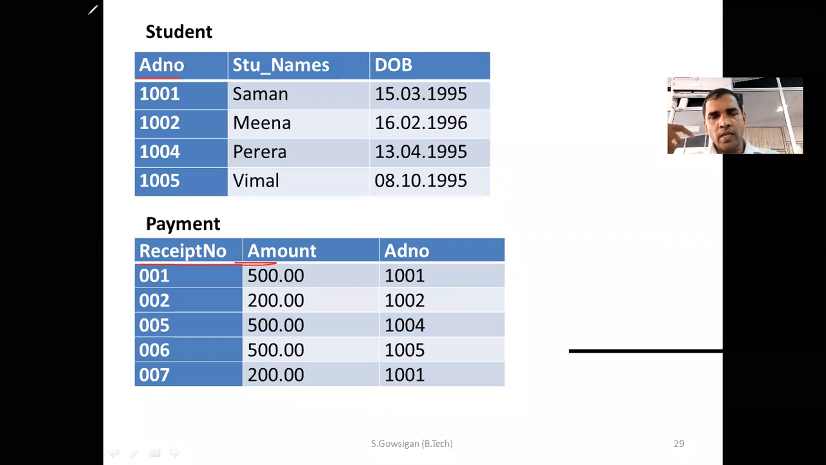Can anyone identify the foreign key? Give me the answer. Admission number. Oh, okay. Wait a minute. Right, look. Most of you have said that it is admission number, but before we discuss whether your answer is correct or wrong, let me ask one more question, right?